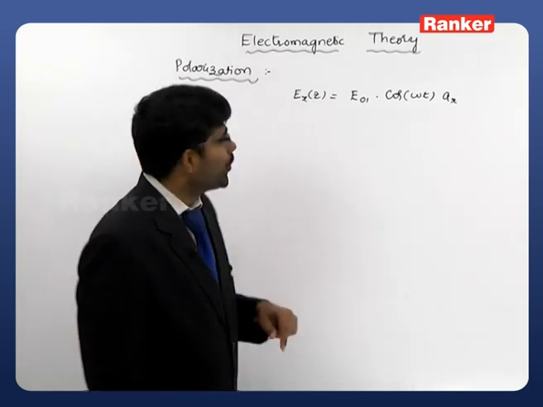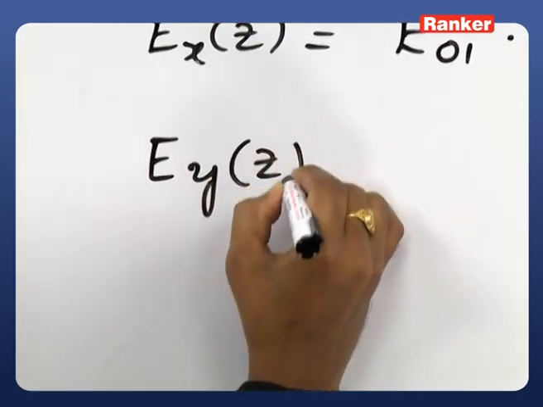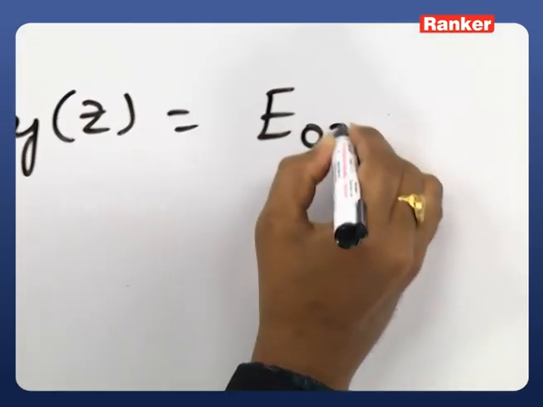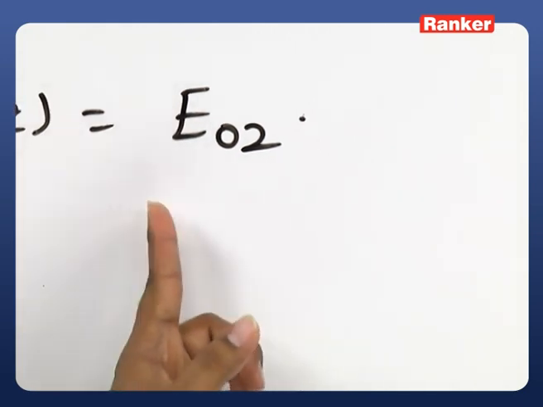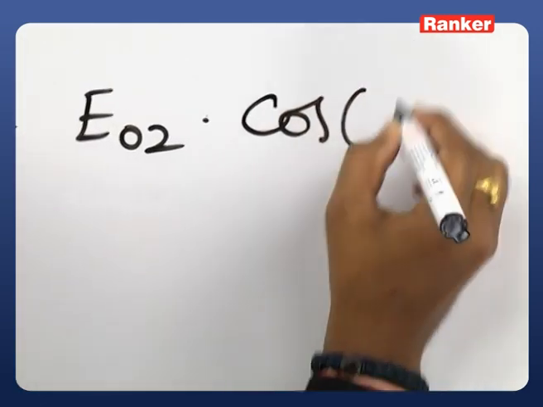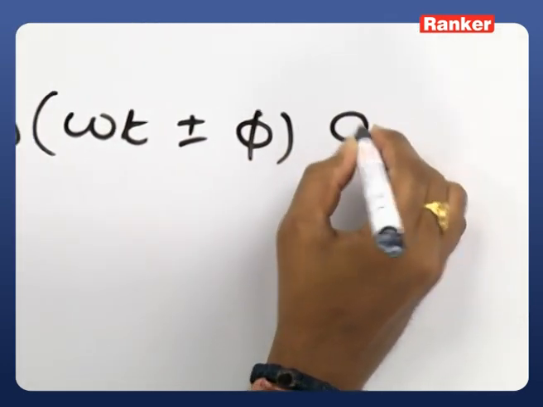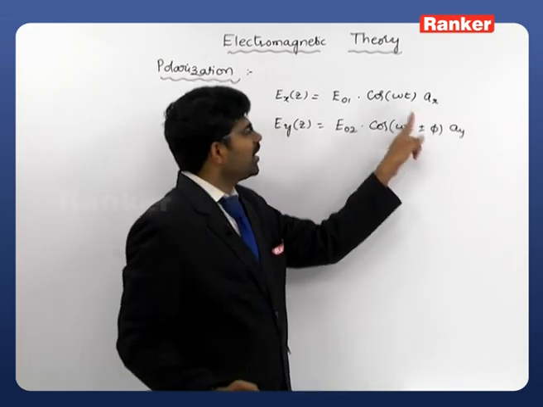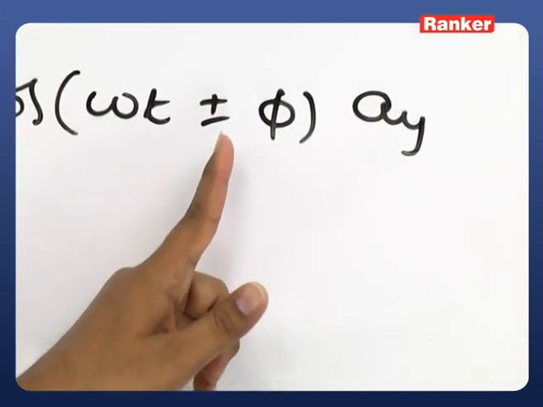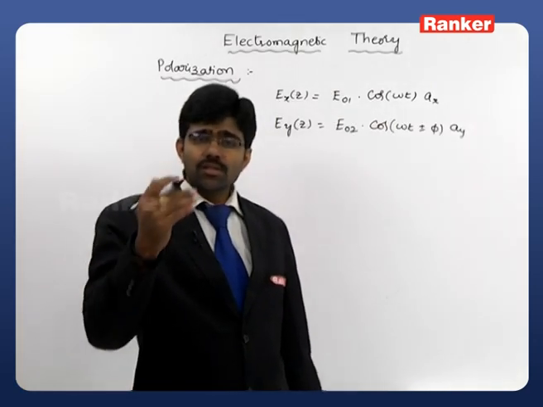In the same way, the component of the electric field in the y direction, Ey of z, equals another amplitude E02, multiplied by the same type of wave, cos of omega t plus or minus phi, where I am adding some phase difference. We don't know how much phase difference may be observed between x and y. Later, for special cases, we will apply it.